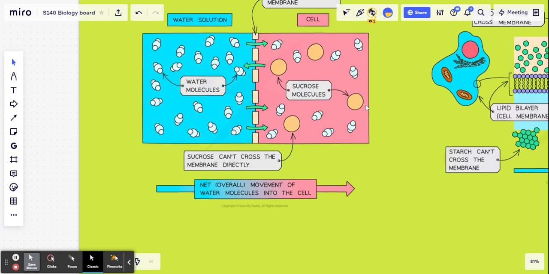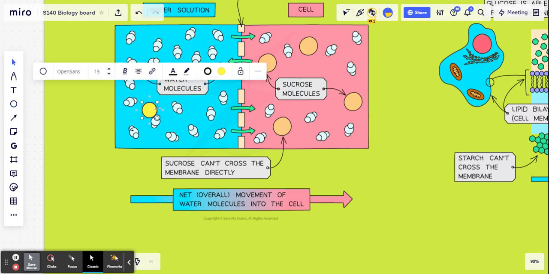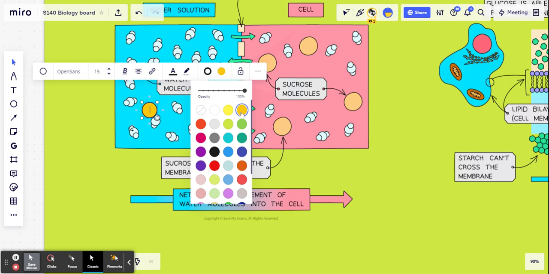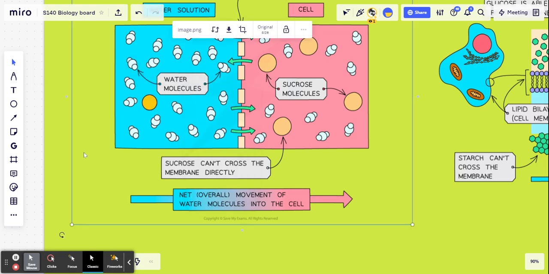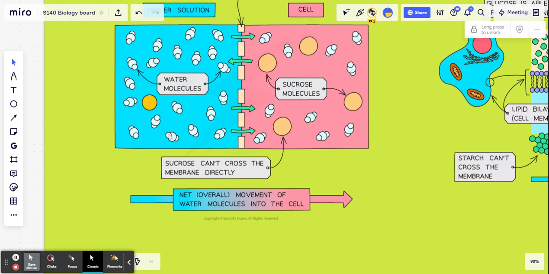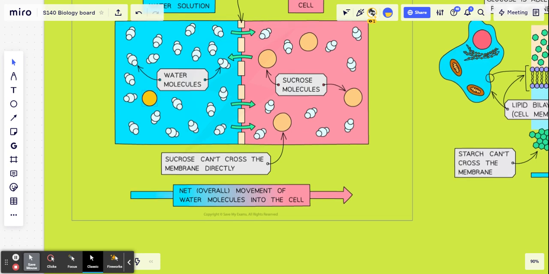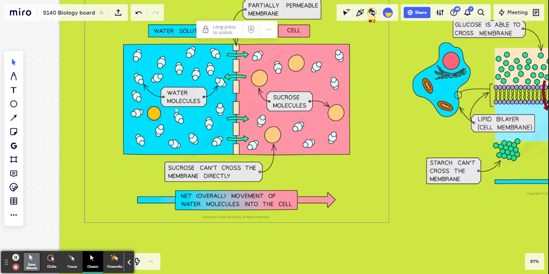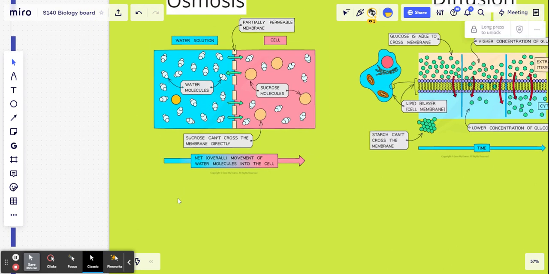We could do with maybe drawing a couple more sugar molecules. Let's draw one sugar molecule there. That's about right, isn't it? There we go. So we can say that it's not zero concentration, but it's a low concentration. So you can see on the left, it's got a low concentration of sugar, but what we can say, if we want to use the term, is it's got a high water concentration. It's a weird term to use because it can cause some confusion.